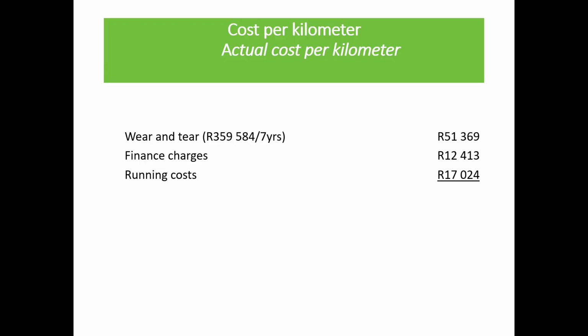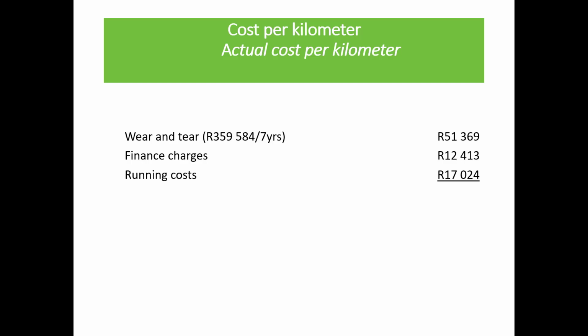Right. So if we look at the variables involved in this example, it would be wear and tear. That would be in terms of the cost of the vehicle, the 359,584 divided by 7 years. This is standard. The wear and tear allowance for purposes of calculating the deduction for travel allowance allows for a write-off period of 7 years.